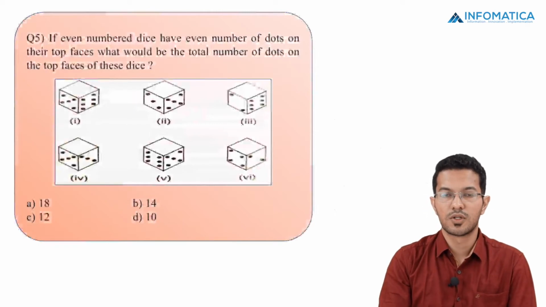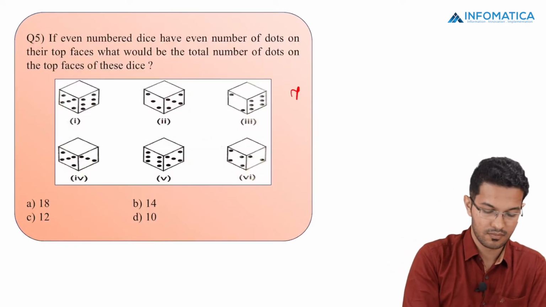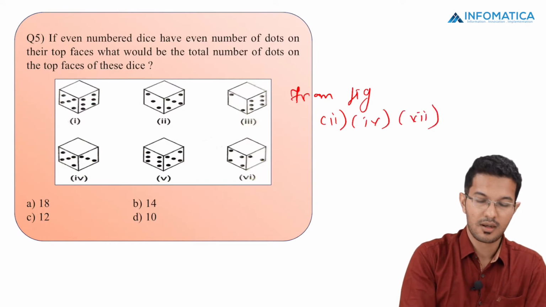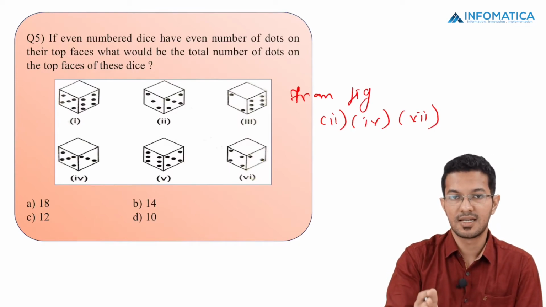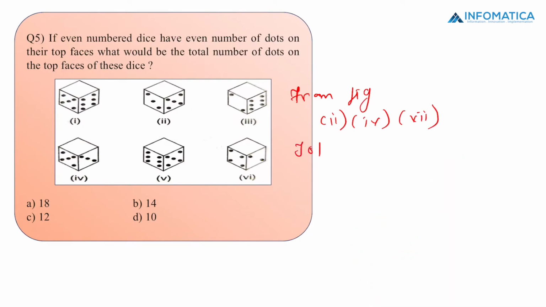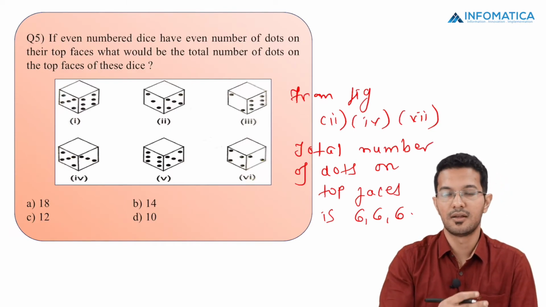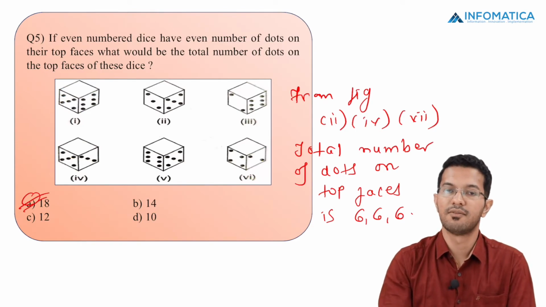So students, if we go for the solution, we can see the figures 2, 4 and 6 and go for the observations. So from figures 2, 4 and 6, what can we see? We can see that the total number of dots on the top faces are 6, 6 and 6. So they have asked us the total number of dots on the top faces of this dice. So we add 6, 6 and 6 and that gives us 18. So the answer to this question will be option A, which is 18.